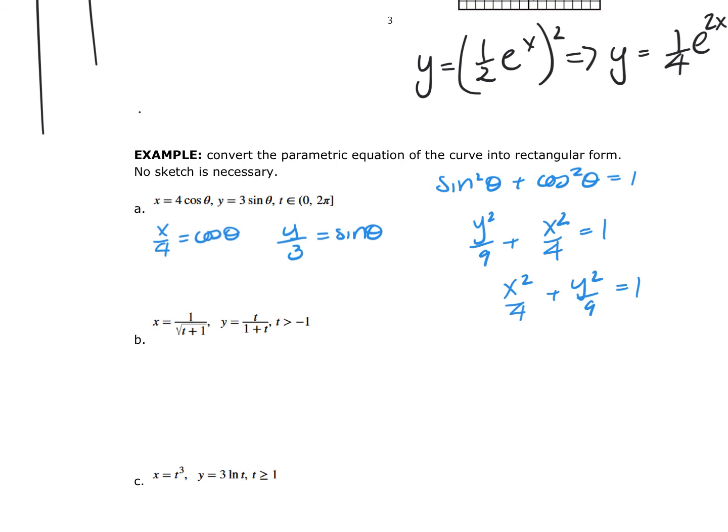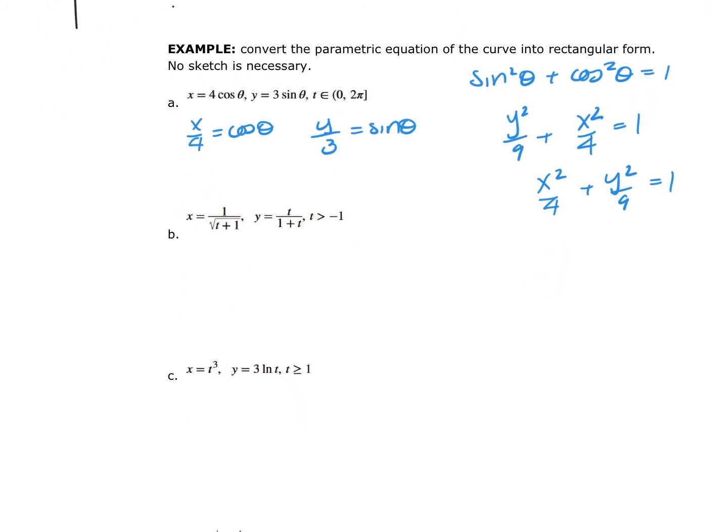Now, let's take a look at b. With b, t is greater than -1, and that's because of where it's coming from. First of all, t cannot equal -1 because that would be undefined here, and it would be undefined here. If t is on the left side of -1, I wouldn't be able to do this because it would be a complex number. So that's where t is greater than -1 is coming from.